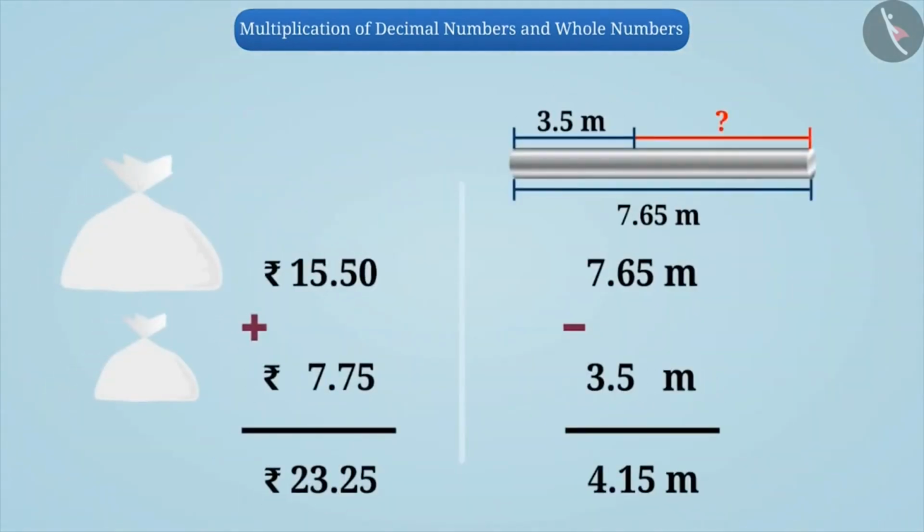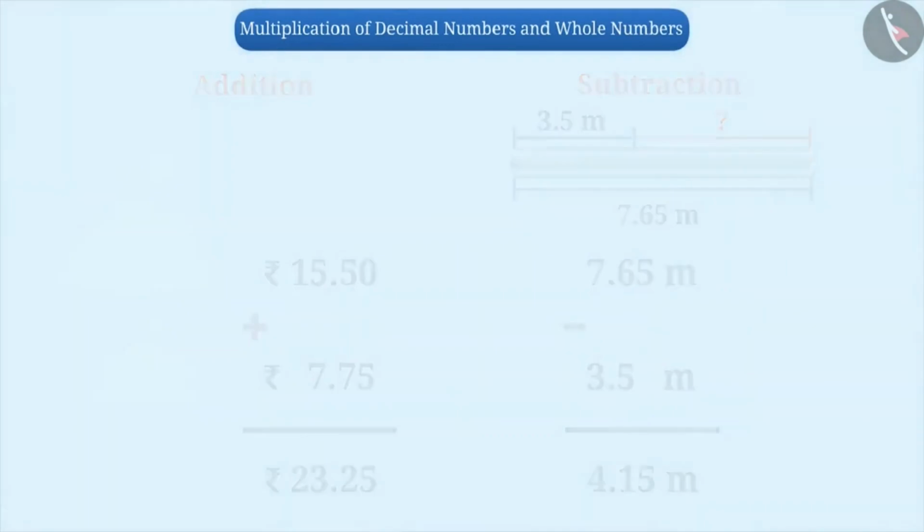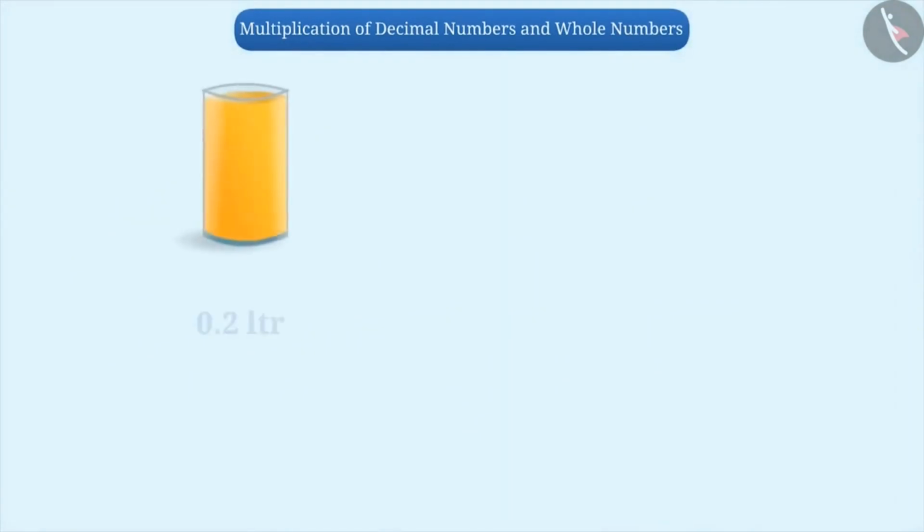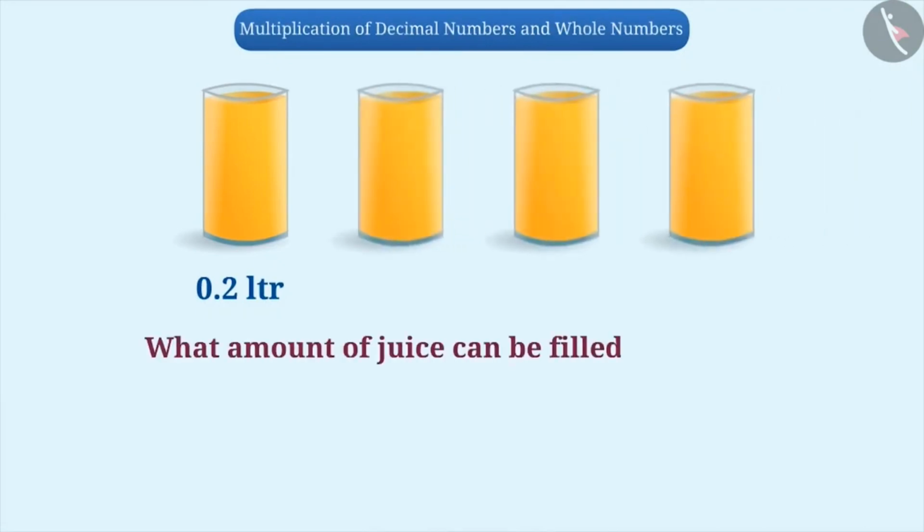We have learnt addition and subtraction of decimal numbers in previous classes. Now we will learn to multiply them. Consider that 0.2 liters of juice can be filled in a glass. If we need to know the amount of juice that can be filled in 4 glasses, then we need to multiply 0.2 and 4.